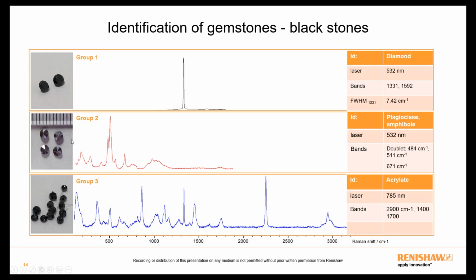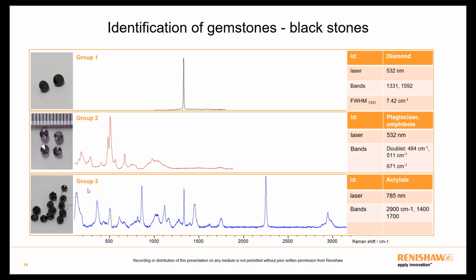Group 2 was identified as a feldspar with the characteristic doublet at 484 and 511 wave numbers. The additional band at 671 wave numbers is not ascribable to the feldspars, but characteristic of amphiboles. Group 3 was identified as an organic acrylate. Here we've used a 785 laser to reduce fluorescence from the spectrum, and this group is therefore a gem imitation.